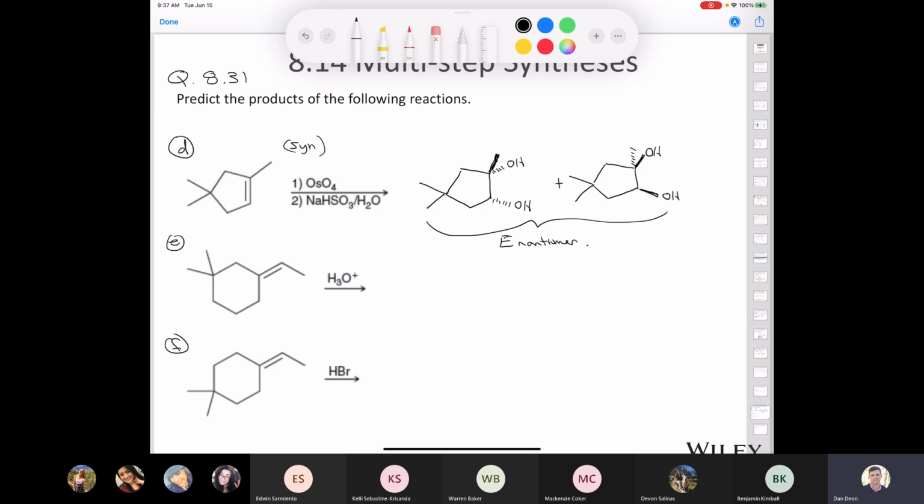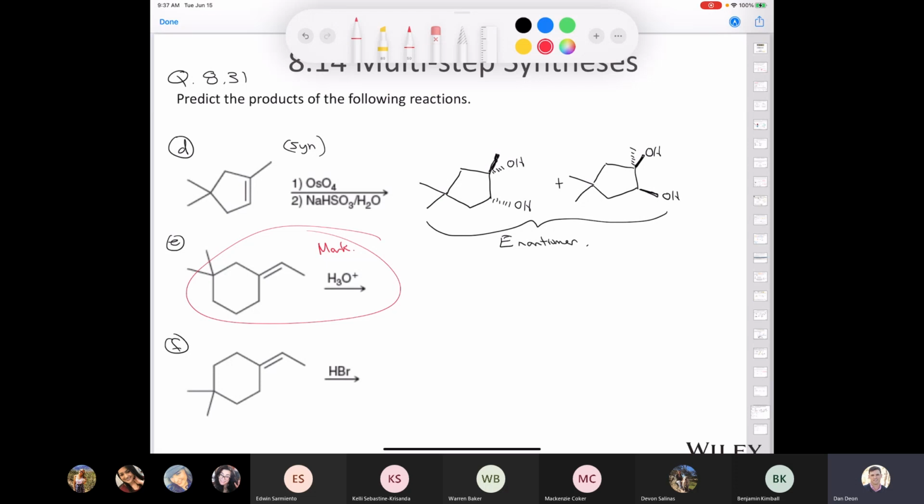What about the next one? Here I'm just adding water. I have a question. This is a Markovnikov addition of water, so we'll just put here Markovnikov. Will there be a carbocation rearrangement in this reaction, 8.31E, yes or no? Could you just look at it without drawing the intermediate carbocation and saying, yeah, there's going to be a rearrangement, or no, there won't be? Could anybody tell me, would there be a rearrangement here? Okay, I got a yes.